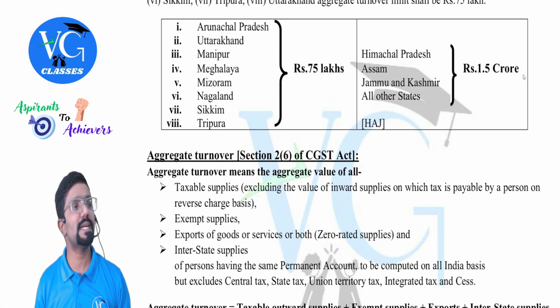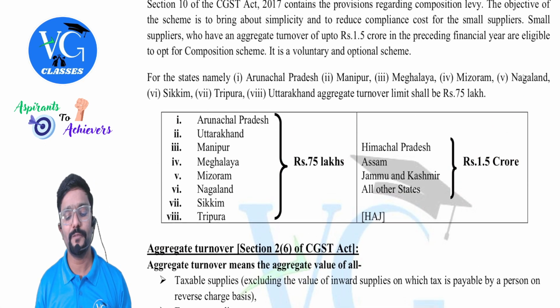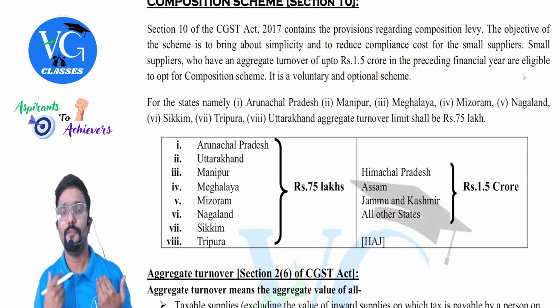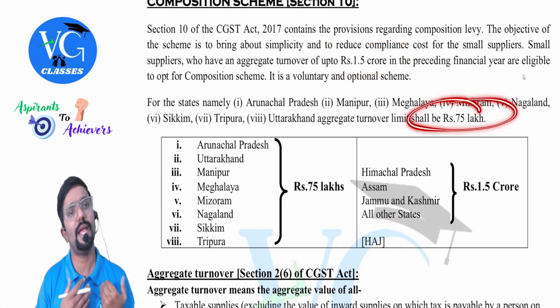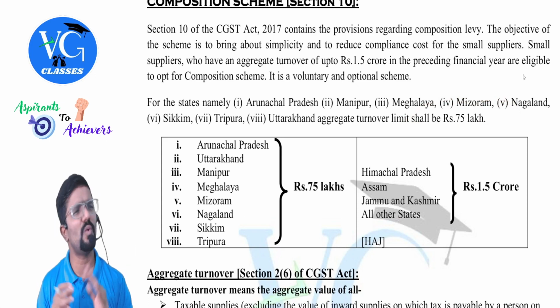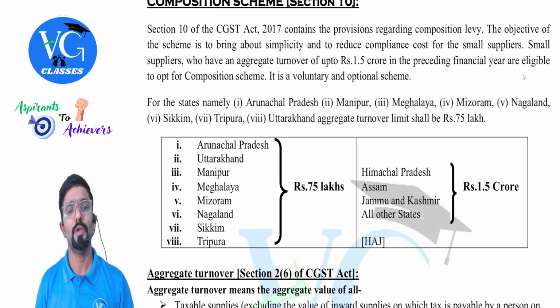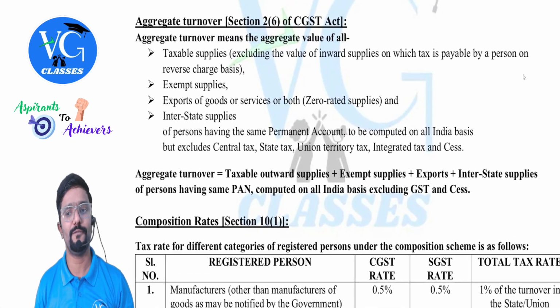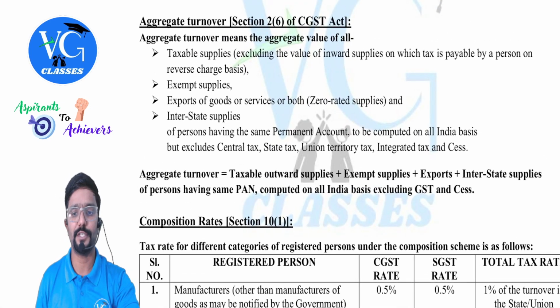Okay. Sir, how to calculate this aggregate turnover? You told that if the aggregate turnover in the last year is up to 1.5 crore, then I am eligible. For special states, up to 75 lakh, I am eligible. How do we calculate it, sir? What should it include, what should it not include? Very important definition, guys. Mark a star for it.